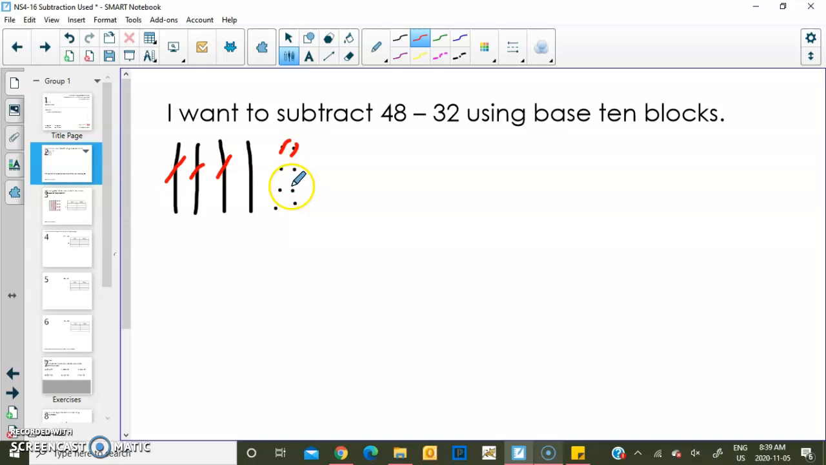Okay, so what do I have left? How many tens do I have left? And how many ones do I have left? Good. Let me just change my color here. We have 1 tens block and we have 6 ones blocks. So what number do we have here, boys and girls? What number? Good. We have 16. So 48 minus 32 is 16.